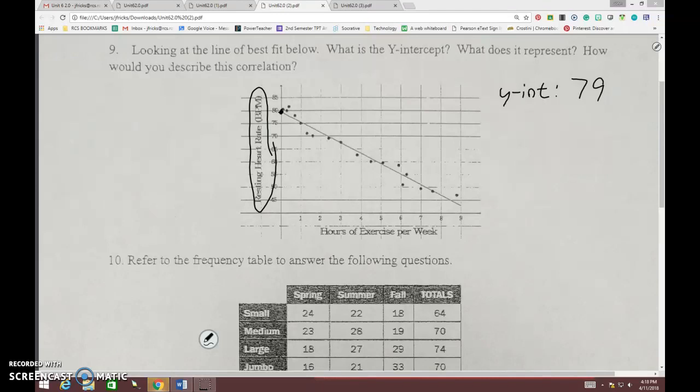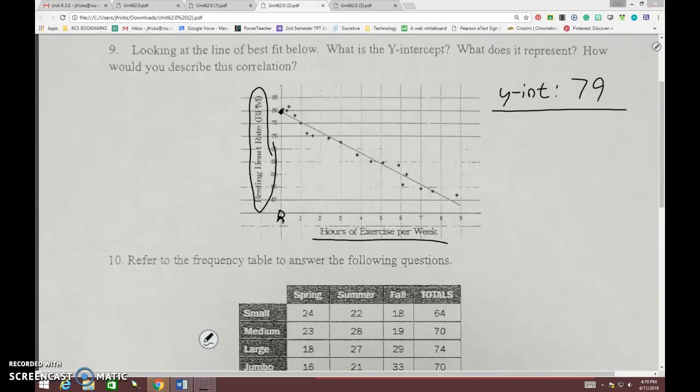Alright, so these numbers are going to represent heart rate, right? Resting heart rate. These numbers represent hours of exercise per week. So if we're looking at the y-intercept, that means he has 0 hours of exercise this week. So when he has done 0 hours of exercise, or he has not exercised at all, his resting heart rate is going to be located up here at 79. So you need to write that out.